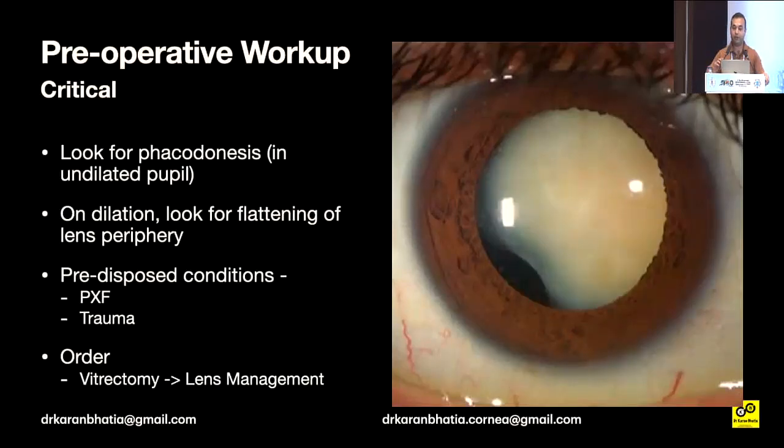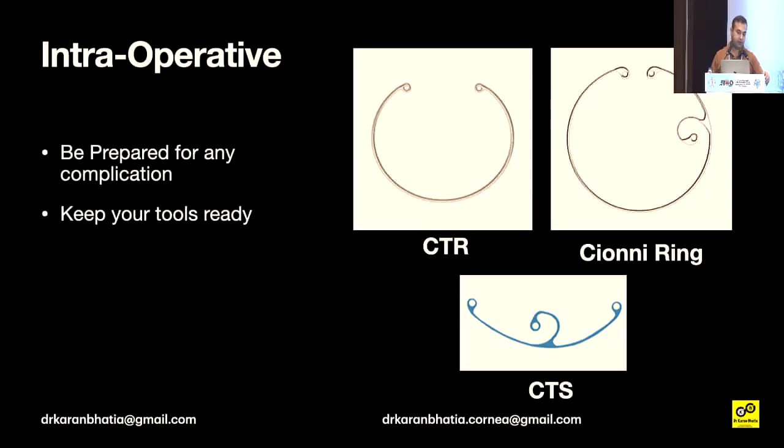A preoperative workup in such cases is extremely critical. You need to look for phacodonesis in the undilated pupil. On dilatation, look for flattening of the lens periphery and look for predisposing conditions, that is pseudoexfoliation and trauma. If there's vitreous in the anterior chamber, you need to do a vitrectomy first and then go ahead with the lens management. A pars plana approach is also sometimes possible, even for anterior segment surgeons.